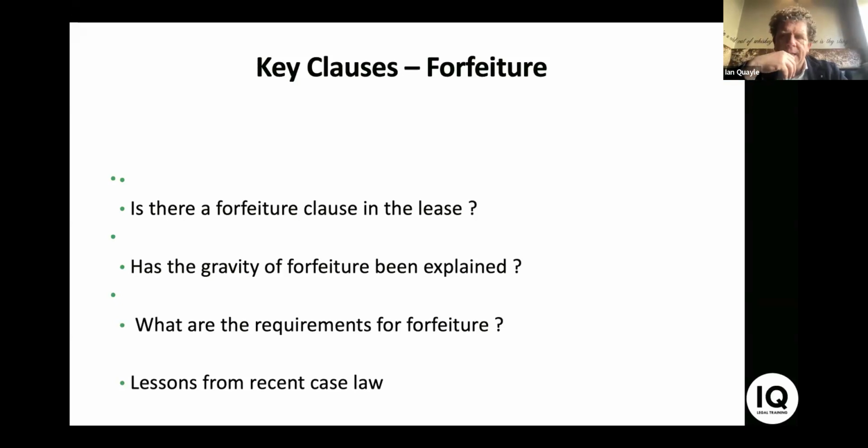I would always tell any residential leasehold client not to admit in correspondence with a landlord that there's been a breach of covenant. And I would explain to a leaseholder that if there has been a breach, the breach needs to be remedied as swiftly as possible. Recent case law is quite interesting.